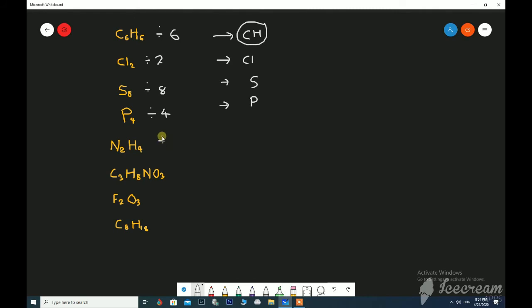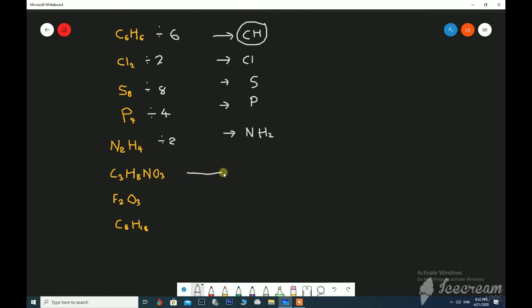N2H4, both are divisible by 2. So by dividing by 2 we get 1 nitrogen and 2 hydrogens. Here we can see 3 carbons, 8 hydrogens, only 1 nitrogen and 3 oxygens. No common factor for 3, 8, 1 and 3, so we cannot divide it further.